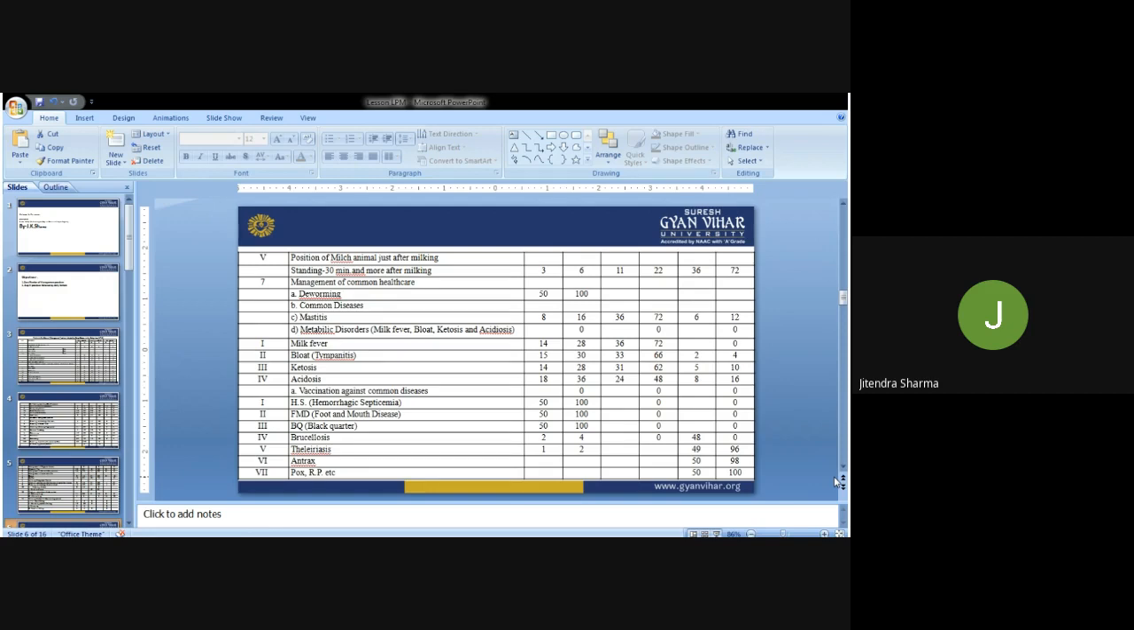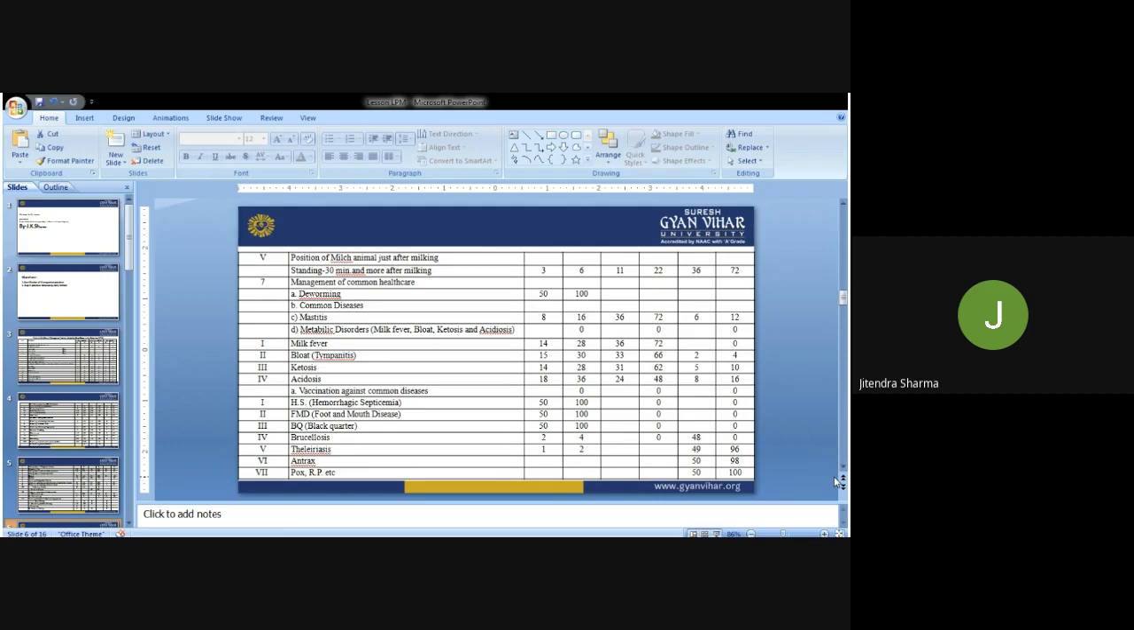They are not allowing the animal to sit just after milking, at least for 15 to 30 minutes. But 22% of farmers partially do this, though they are not aware of the scientific information. Whereas 72% of farmers are not aware of this, and if the animal wants to sit, they do not make any issue of it.